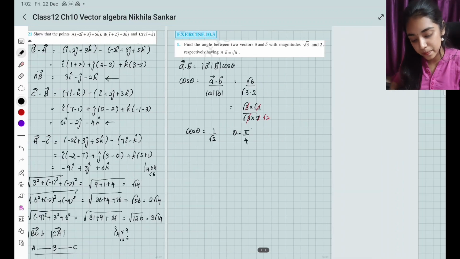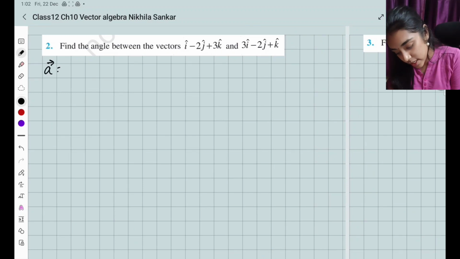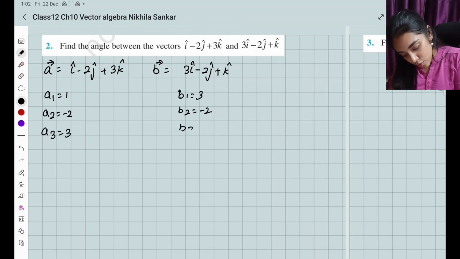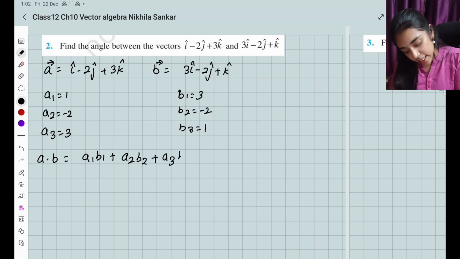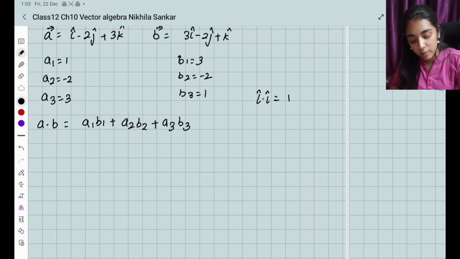Okay, please copy. Question number 2. Find the angle between the two vectors. So இப்போ இந்த இடத்துல ரெண்டு வெக்டர் கொடுத்திருக்கு. I have a vector to be i cap minus 2j cap plus 3k cap, and b vector is going to be 3i cap minus 2j cap plus k cap. இப்போ a1 is 1, a2 is minus 2, a3 is going to be 3, and b1 is going to be 3, b2 is going to be minus 2, b3 equals 1. எதுக்கு இதை பண்றேன்? I need to find a dot b, which is a1 b1 plus a2 b2 plus a3 b3.